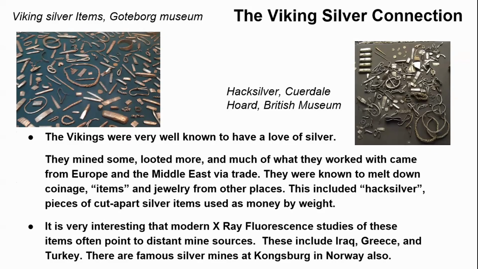And on the top right there, that's a picture of a lot of hack silver from a hoard that was found in England. It's very interesting that modern X-ray fluorescence studies of these items often point to distant mine sources. These include Iraq, Greece, and Turkey, and there are famous silver mines at Kongsberg in Norway also, but those didn't really come online until the very end of our period times. Most of the silver that the Vikings were messing around with came from somewhere else.